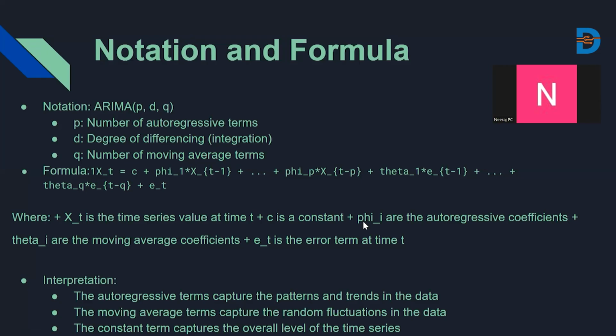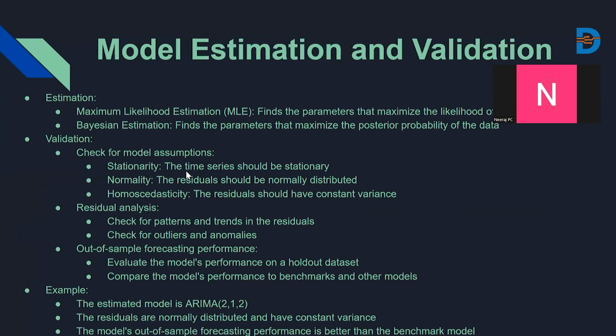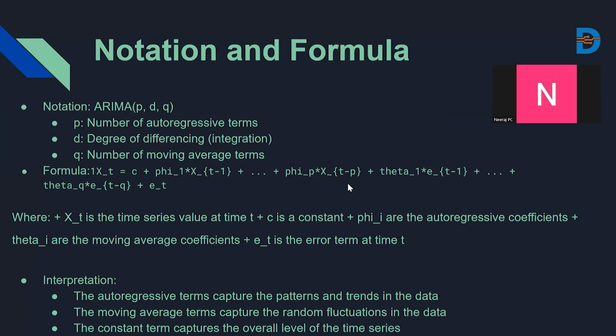The phi_i terms here are the autoregressive coefficients. Along with those, if you find theta, they are the moving average coefficients. And you can also see terms like e_t, which are the error terms at time t. So the autoregressive terms capture the patterns and trends, the moving average captures random fluctuations in the data, and the constant term captures the overall level of the time series.